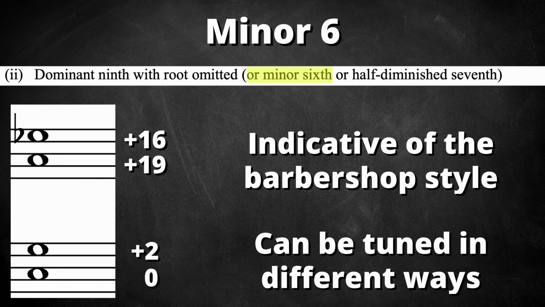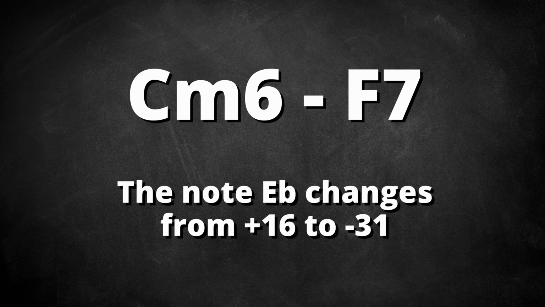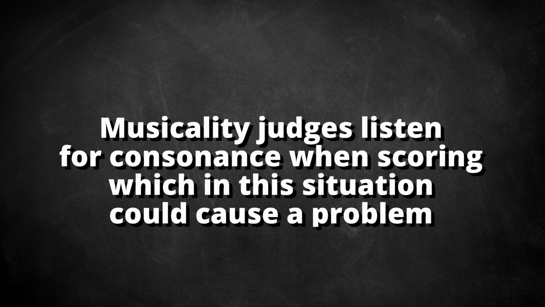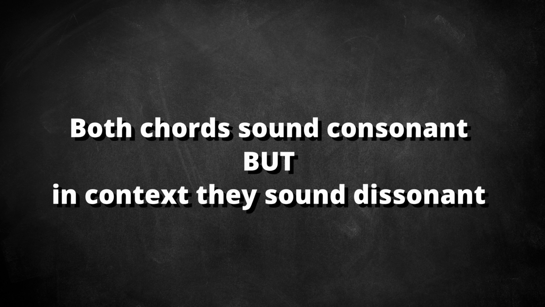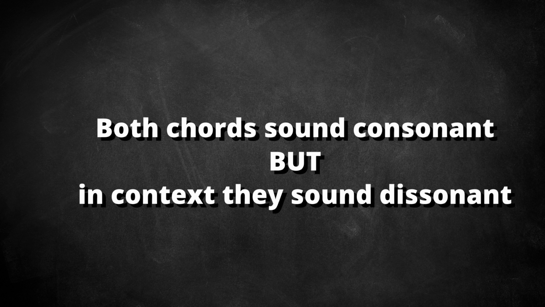To me, this sounds alright. But imagine this scenario. If we go from C minor 6 to F dominant 7th, that would mean that the note E flat would have to change from plus 16 to minus 31, which is almost half a semitone. And since musicality judges listen for consonance when scoring, this could pose a problem. Although both chords respectively sound very consonant, in context it sounds dissonant because it sounds like the tonal center shifts momentarily.